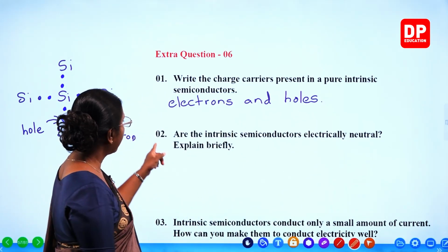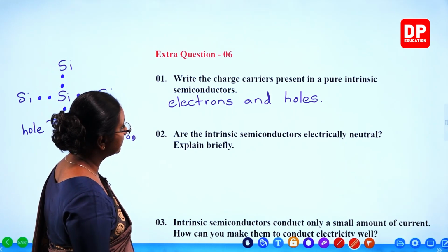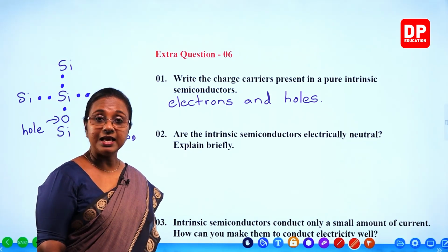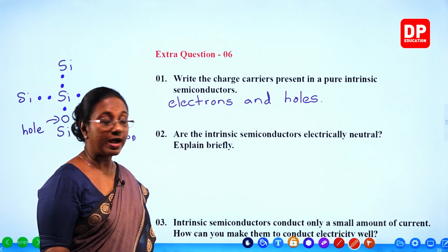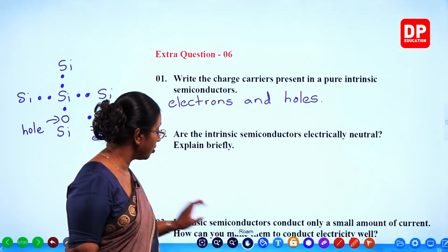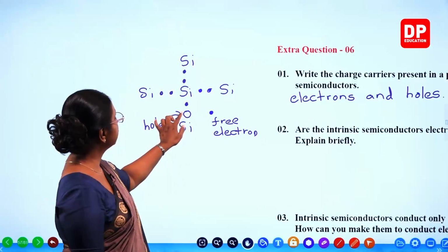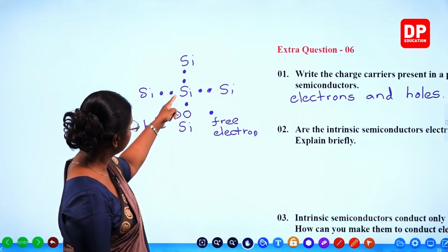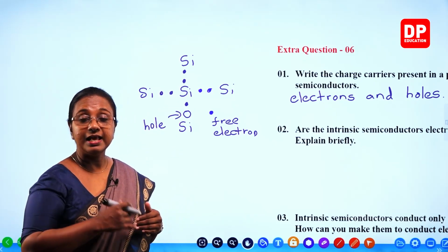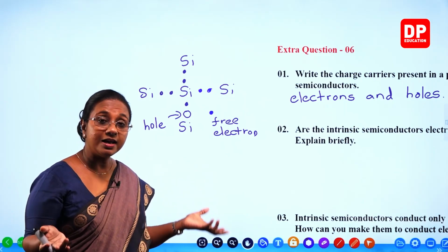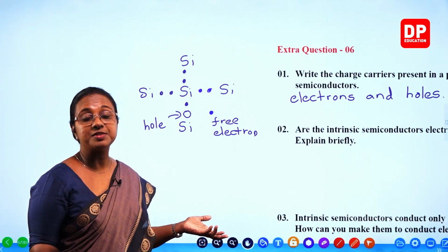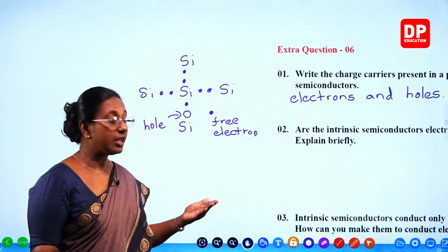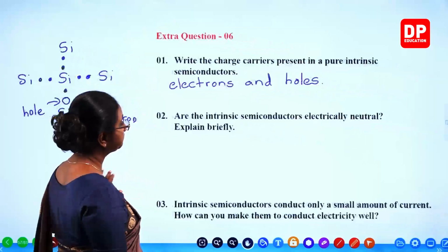The second one: are the intrinsic semiconductors electrically neutral? Explain briefly. Are they electrically neutral? Yes. Why? Because here you can see I have already drawn the diagram. In this there are equal numbers of free electrons and holes. Why? Because only when the bond is broken, the electron moves out, and the place where it was previously becomes the hole. So equal numbers of holes and electrons. Therefore, they are electrically neutral.